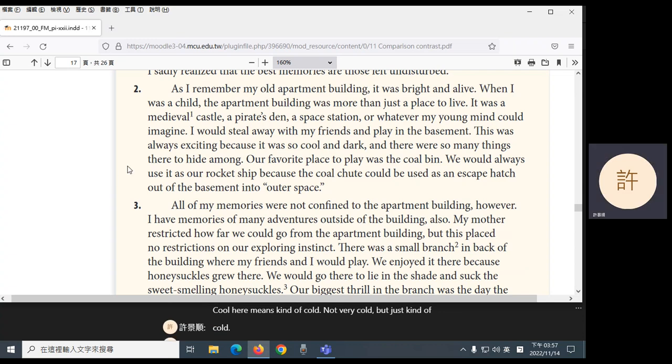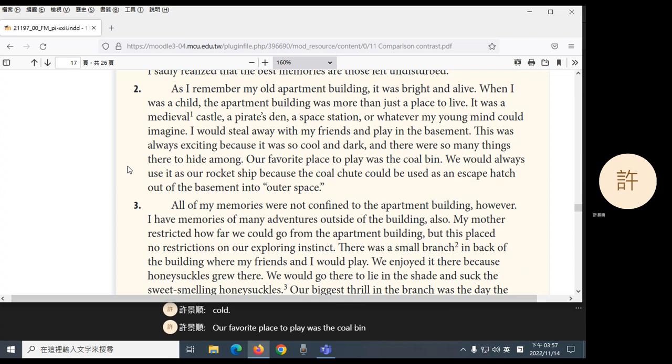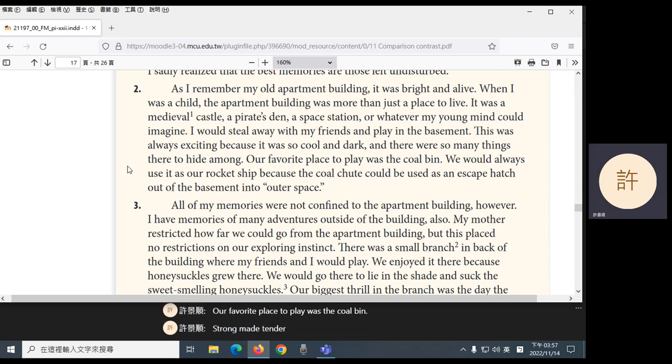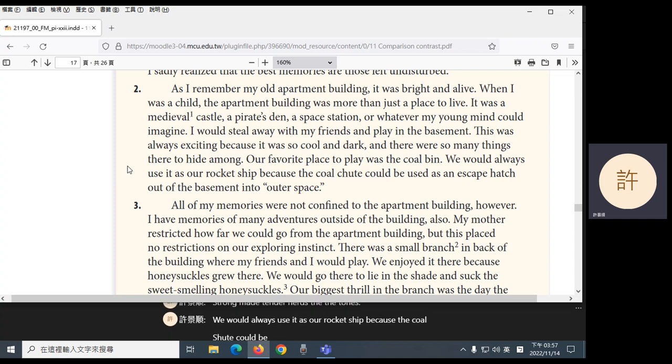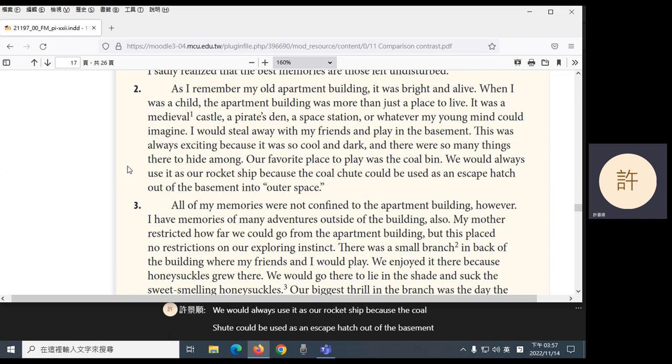Our favorite place to play was the coal bin. We would always use it as our rocket ship because the coal chute could be used as an escape hatch out of the basement into outer space.